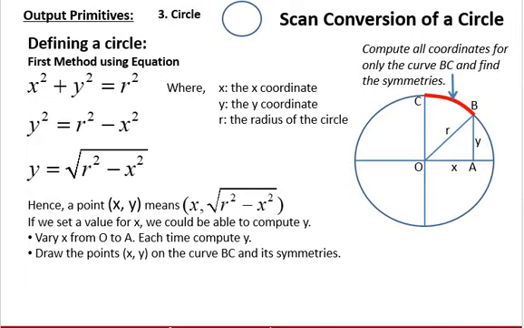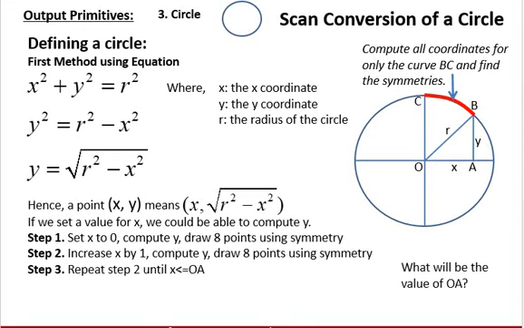Here we have the value of x and y, which is crossing at the point A. Here we have the steps of how to draw. Set x to 0 and compute y. Draw the 8 points using the symmetry. Then increase the value of x by 1 and compute y. Draw the 8 points using symmetry. Repeat the step 2 until we reach OA.